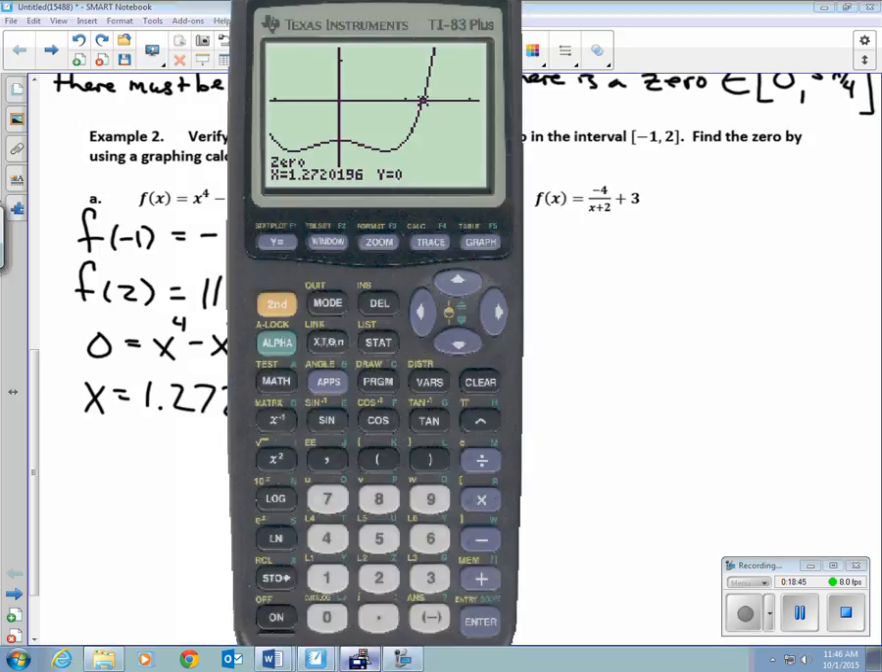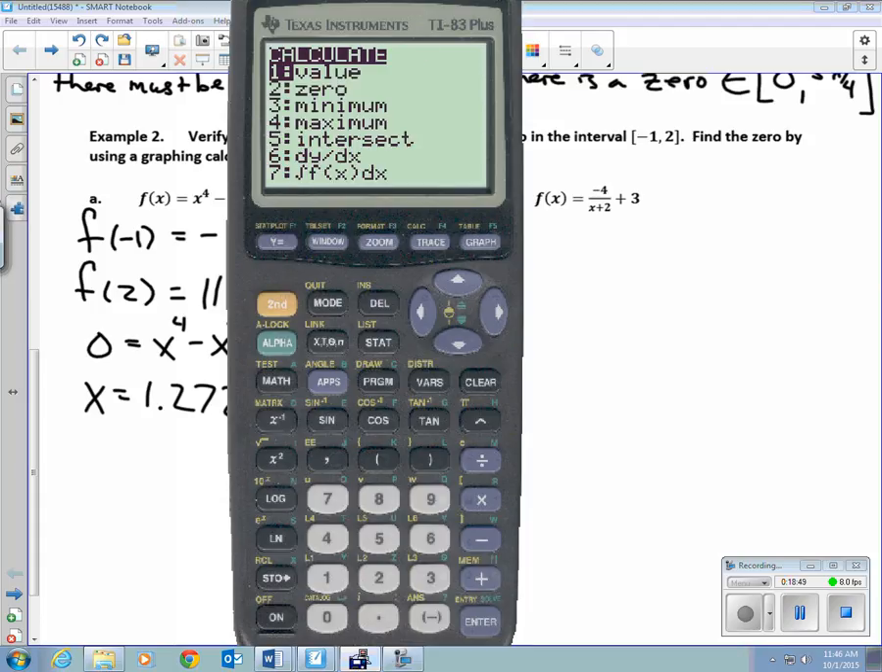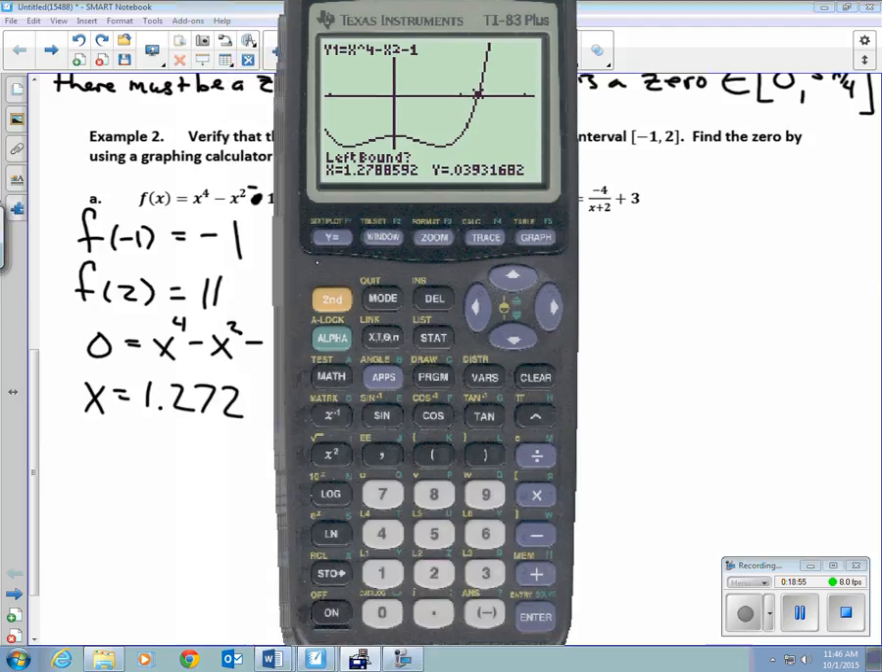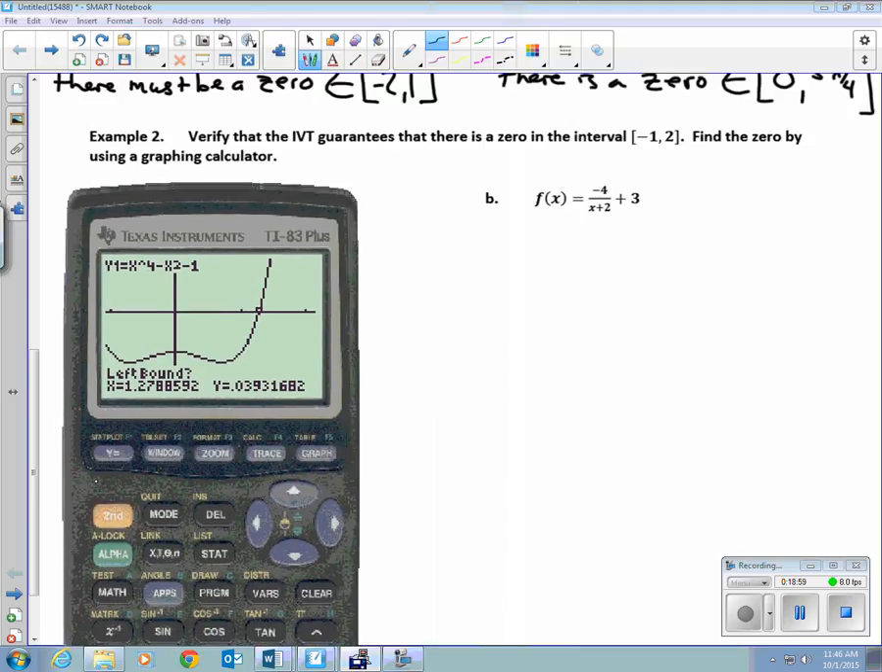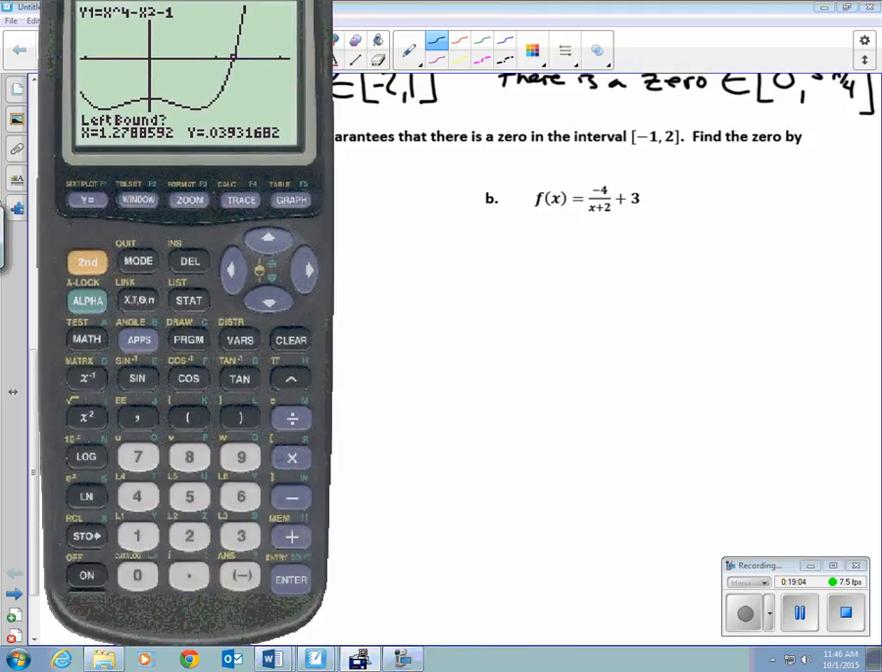So I was on the calculator and I typed in my function, and then I went to second calculate and I did number 2 for a 0. I went to the left and the right, and that should give it to you. Okay. Why don't you try letter B on your own? Go. Yep. X is 1.272.